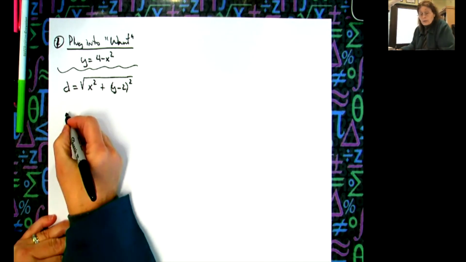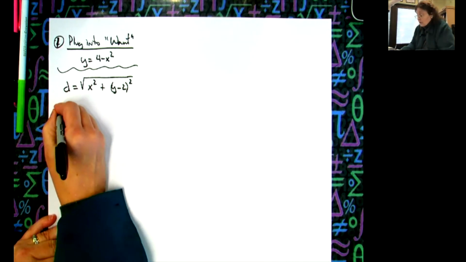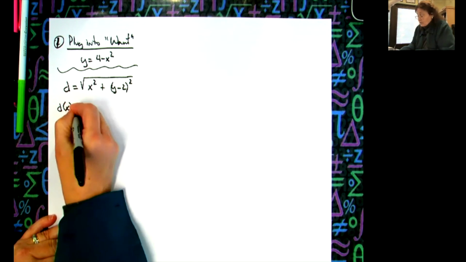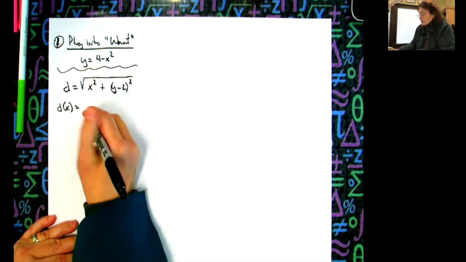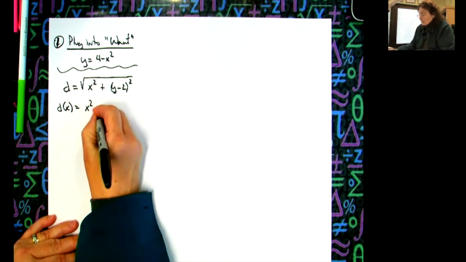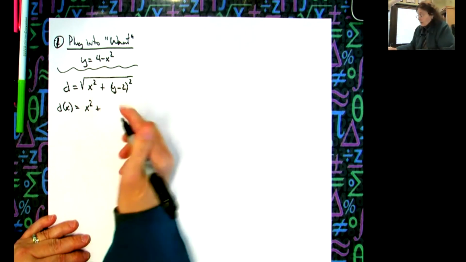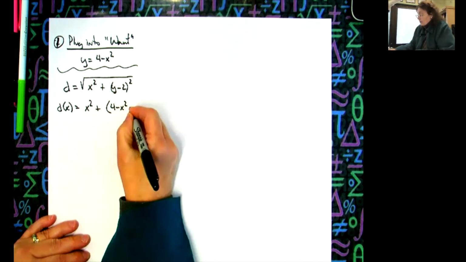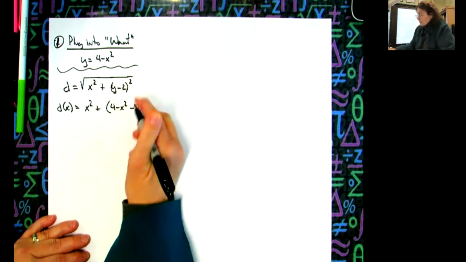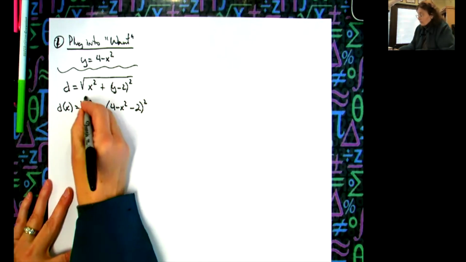Now, when I go to the next line, I am going to turn it into function notation. So d of x. I'm going to replace y right there with what it equals. So I'm still going to have my x squared. I'm going to replace y, so I'm going to have 4 minus x squared, minus the 2 that's already there, quantity squared.